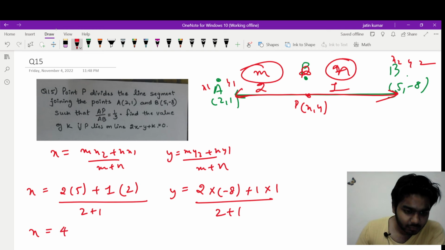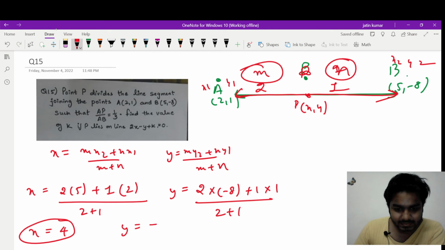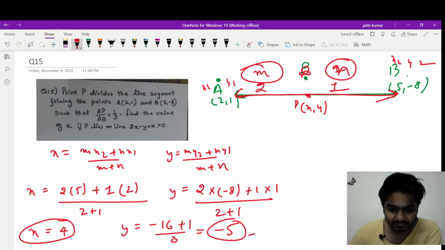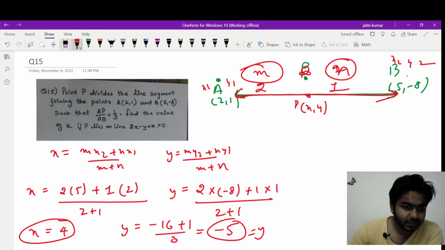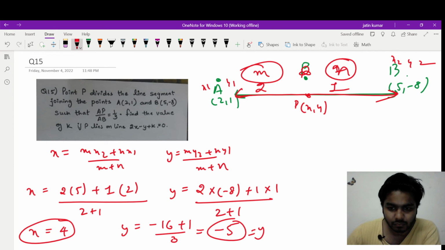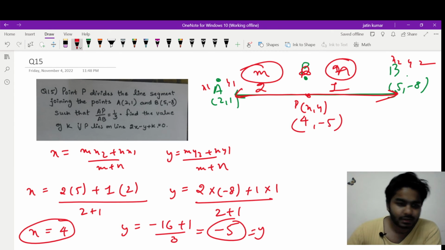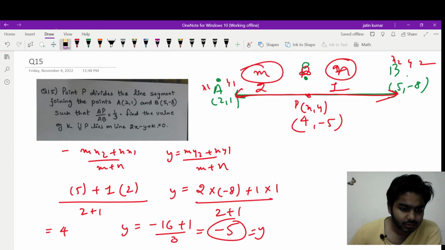12 upon 3 is 4, so for x we have got 4, and y is equal to minus 16 plus 1 upon 3, so for y we have got minus 5. So this is x and y: x is 4 comma minus 5. Now we have got this value.